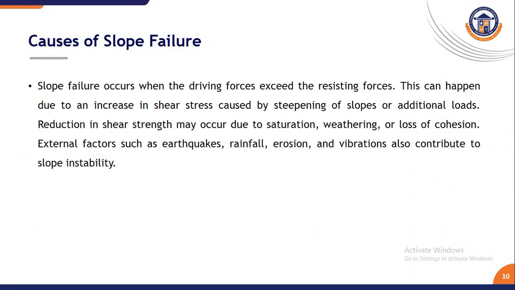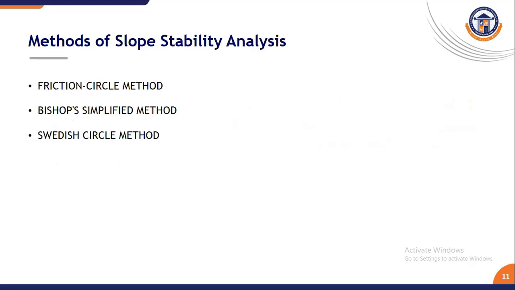After that, the causes of slope failure. Slope failure happens when driving forces exceed resisting forces. This may be due to increased shear stress caused by steepening of slopes, or additional loads. The reduction in shear strength can occur due to saturation, weathering, erosion, earthquake, rainfall, vibration, etc. The simple example is sudden slope failure during an earthquake, caused only by rapid loss of shear strength.